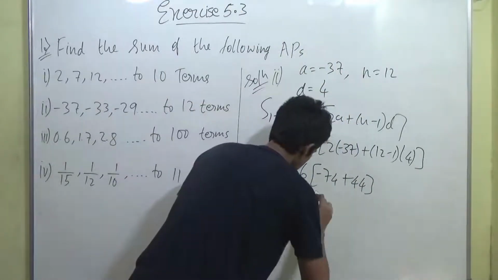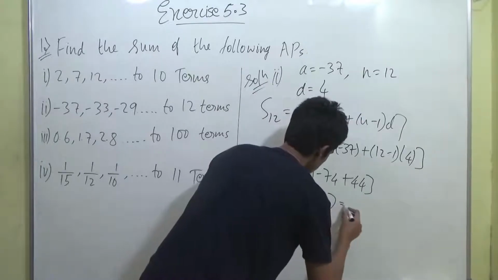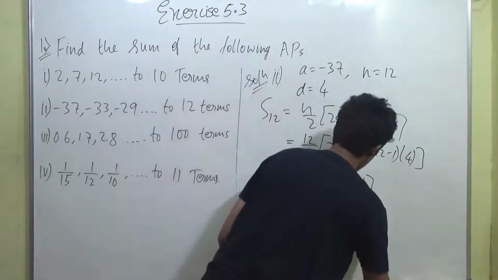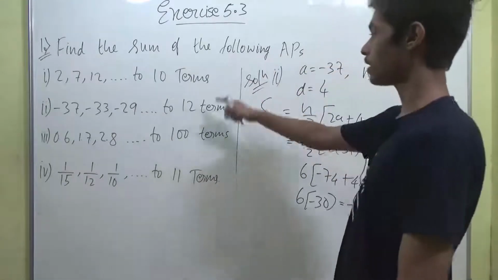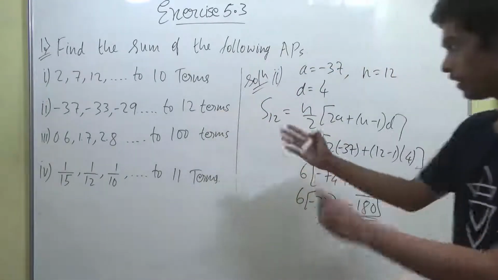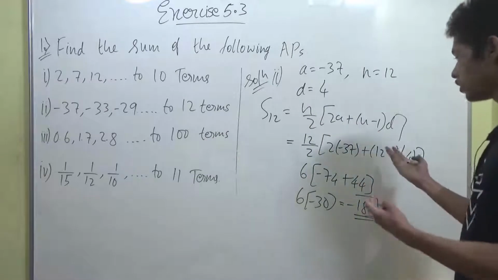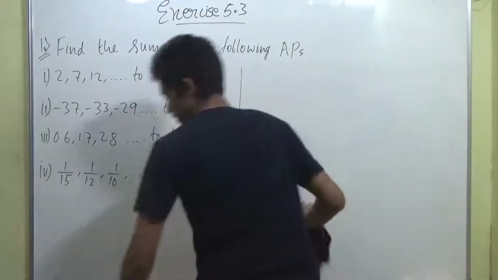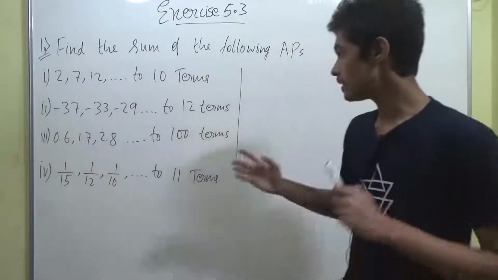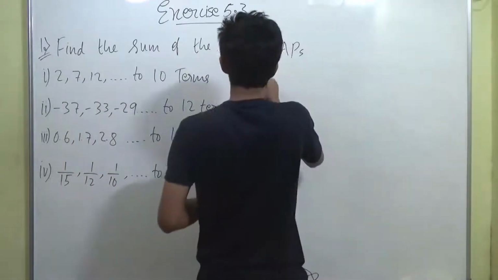So it is like 6 into minus 30. So 6 into minus 30 becomes equal to minus 180. So this is the sum of first 12 terms of the given AP guys in the second sub question. You can make a note of it or take a screenshot of it. After this, let's go to the third sub question. I'll start rubbing it now. Done guys. Now let's go to the third sub question.